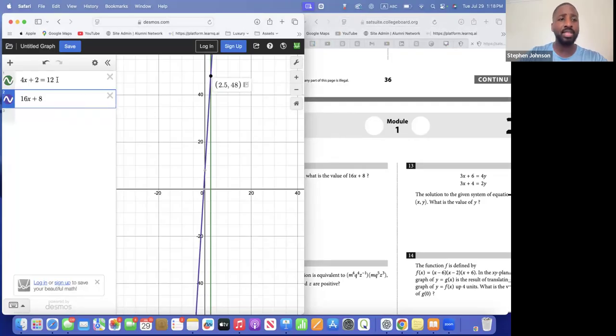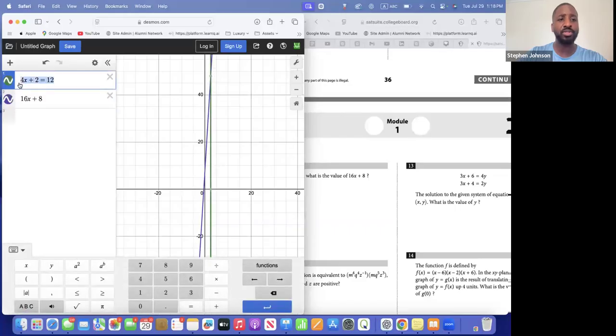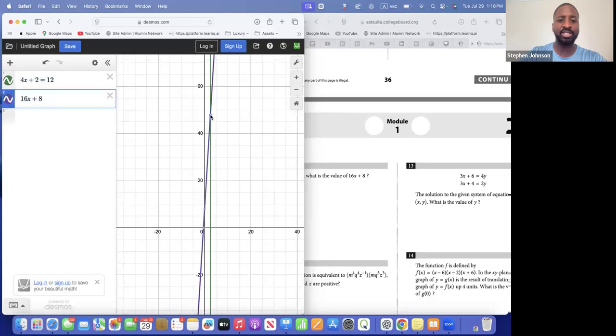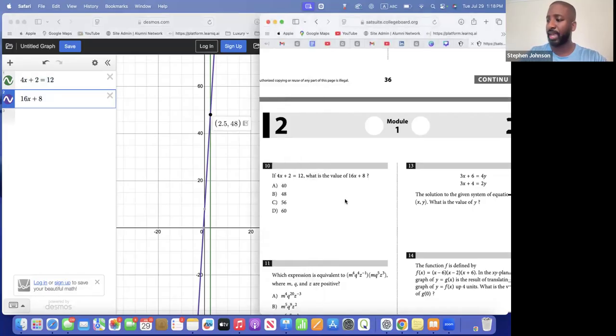So all I did was type in the equation that was provided to me, the 4x plus 2 equals 12. I then also plugged in the expression that the question's asking me to find. And I go to Desmos with both, and I see that they intersect right there at 2.5 comma 48, which means that our answer to this question is 48, which is choice B. Perfect. I hope that makes sense. And you can see the value of using Desmos. And of course, there are other ways to solve this as well. But given what we're discussing today, this is how I'd like us to go through it.